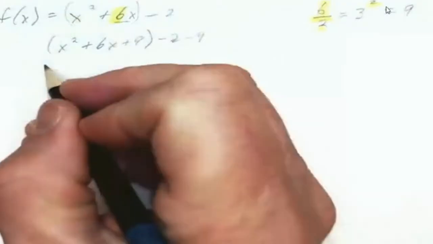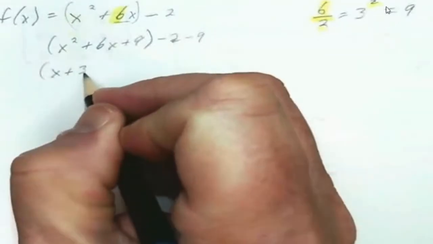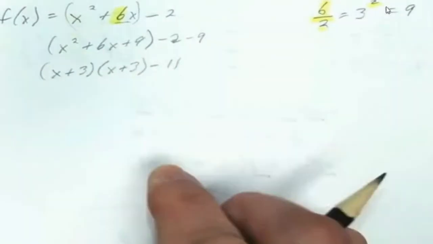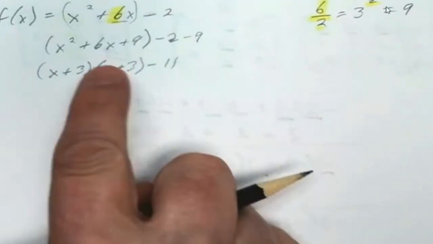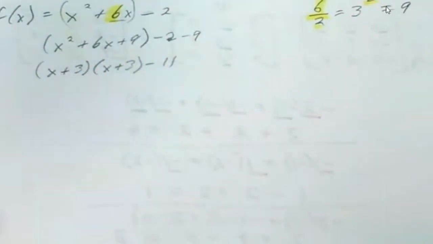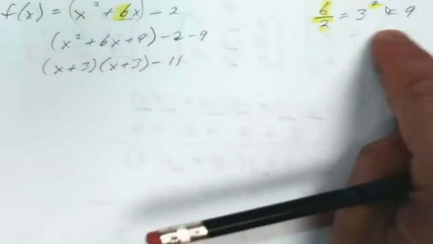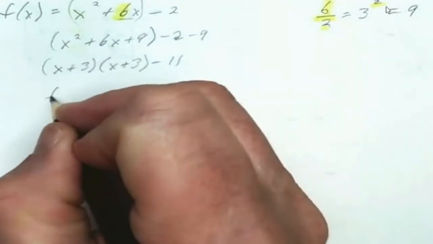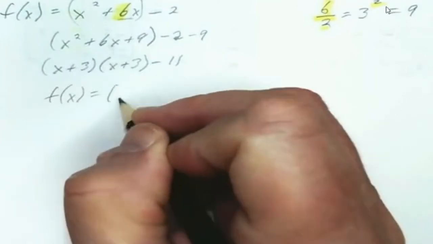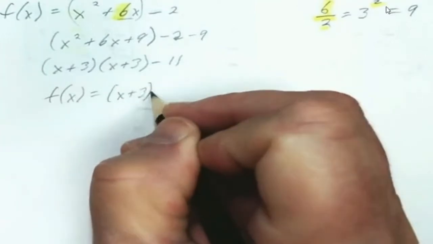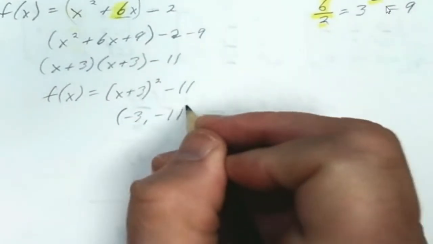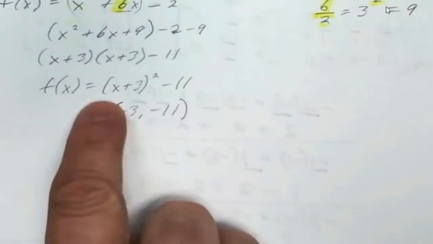So now this factors to x plus 3, x plus 3, minus 11. Right? Because we made this a perfect square trinomial by doing this process. So when you multiply those back together, you get this. So this is f of x equals x plus 3 squared minus 11. So our h is -3 and our k is -11. So that tells us the vertex. We convert to vertex form.